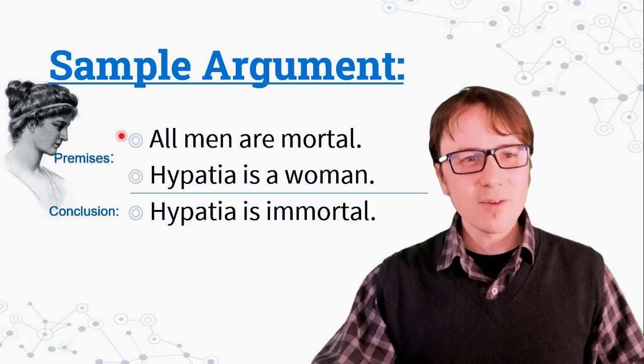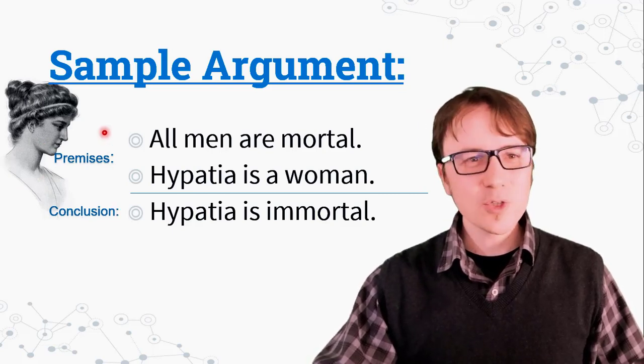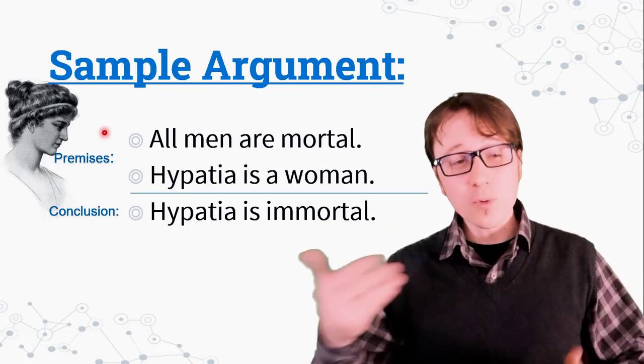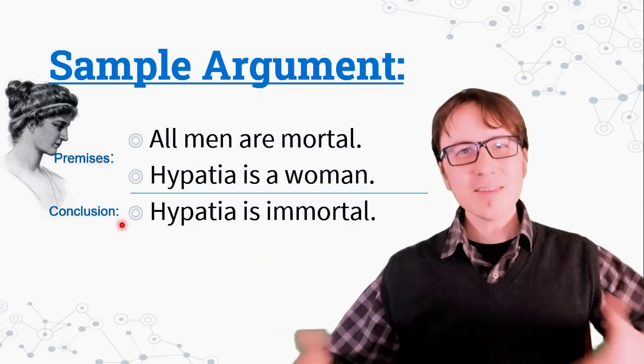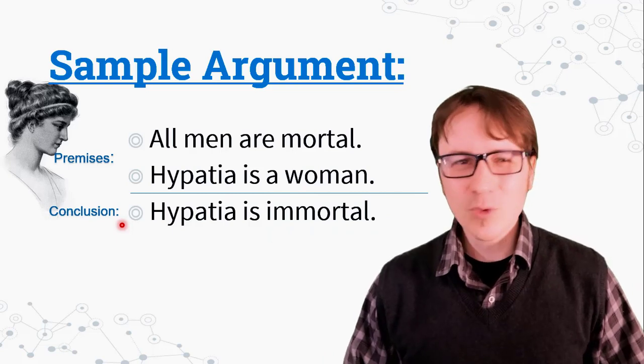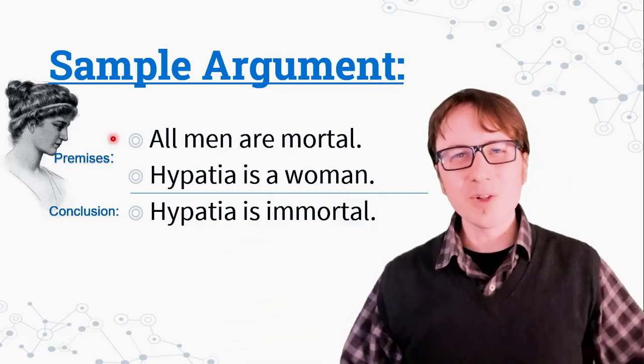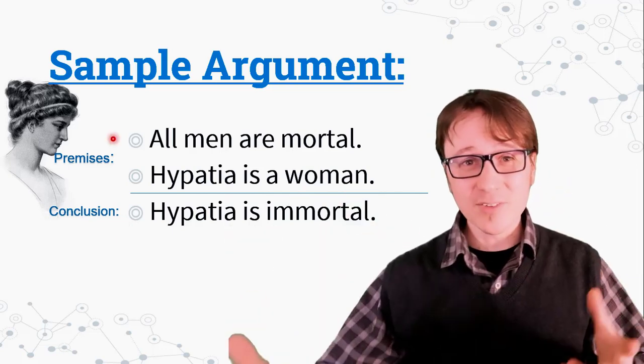So in this argument, we have two premises as well, followed by a conclusion. In this case, we have: all men are mortal. Hypatia is a woman. Therefore, Hypatia is immortal. All right, checks out, right? Well, let's take a look. Let's assess the premises and the reasoning.